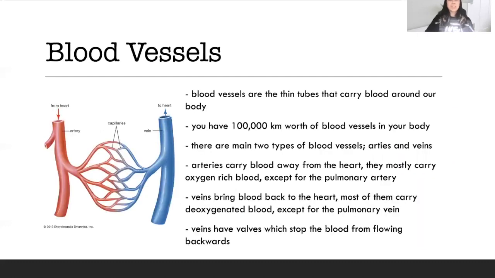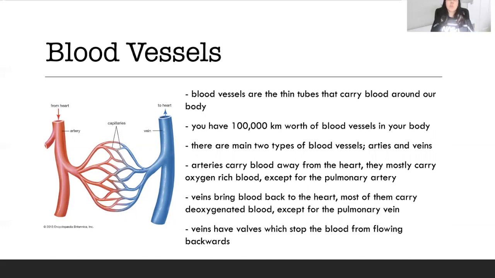Next, we'll move on to blood vessels. Blood vessels are thin tubes that carry blood around our body. And you have around 100,000 kilometres worth of blood vessels in your body. And that's enough to wrap around the whole Earth 2.5 times. That's incredible, right? So you have 2 main types of blood vessels, arteries and veins.